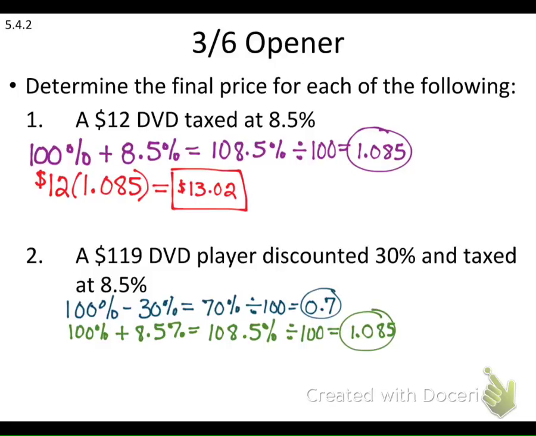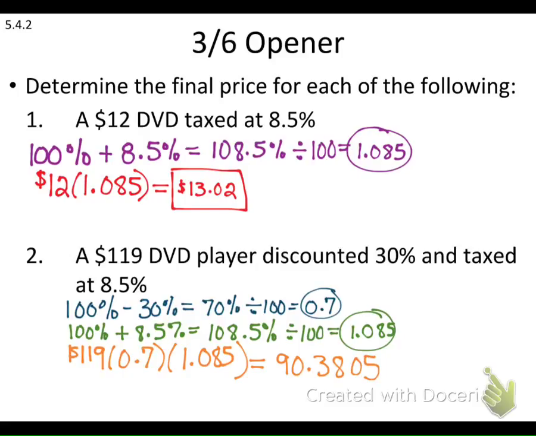That's my second multiplier. Step 3. Who wants step 3? Somebody that hasn't participated. Jemiah? Okay. So multiply those 3 numbers together for me. So you get 90.3805, just like that. Okay.